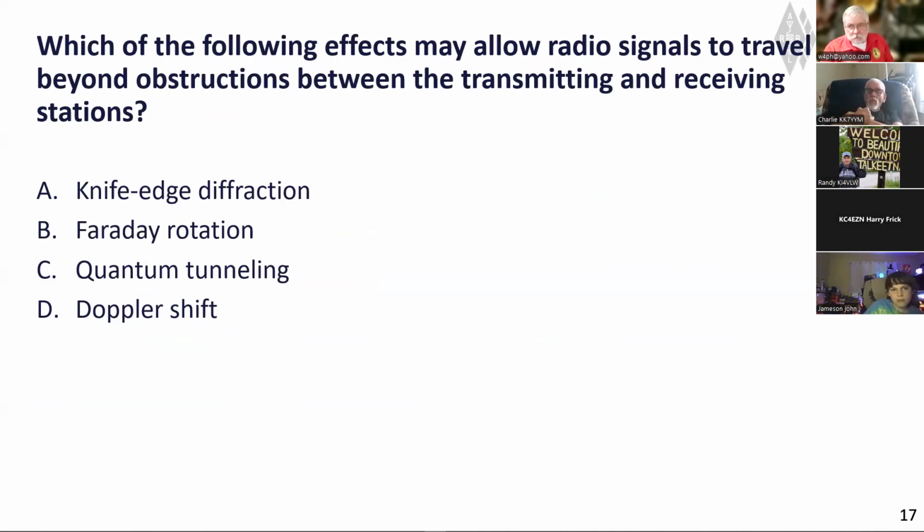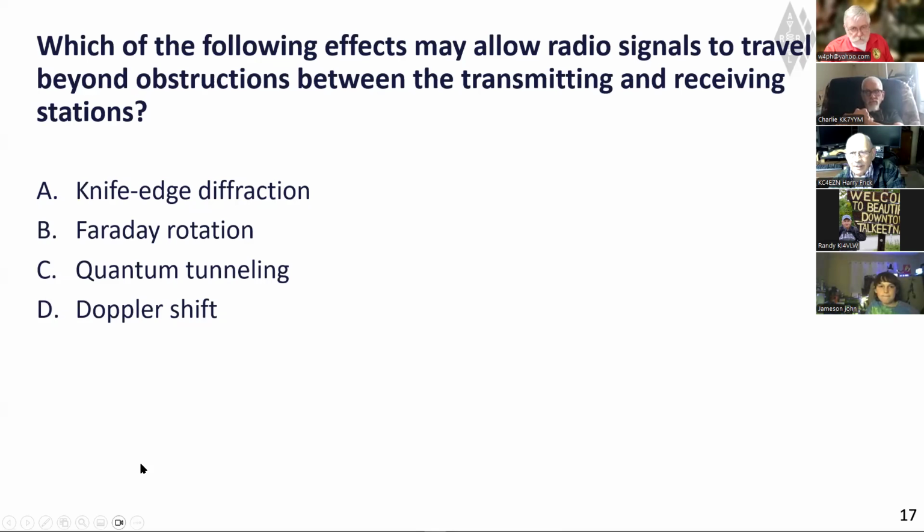Which of the following effects may allow radio signals to travel beyond obstructions between the transmitting and receiving stations? Let's see. I believe that would be knife edge diffraction. Howard? Yes. That's what I believe lets me get into the Caesar's Head repeater.